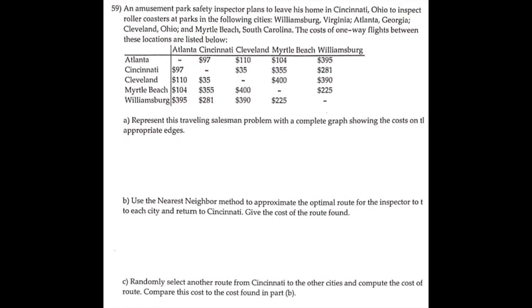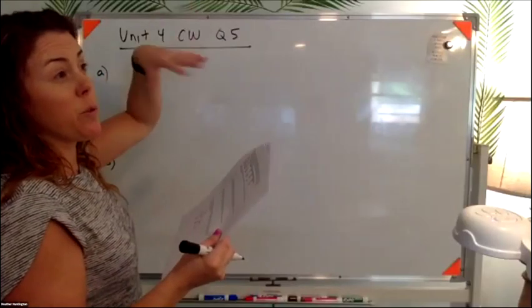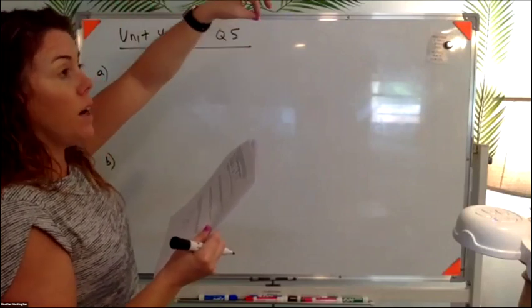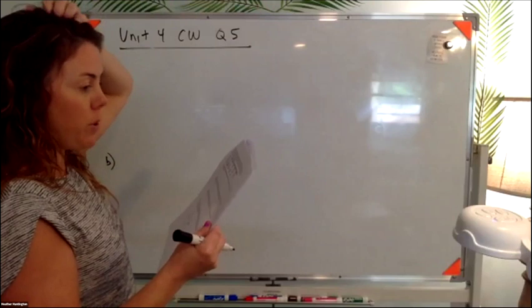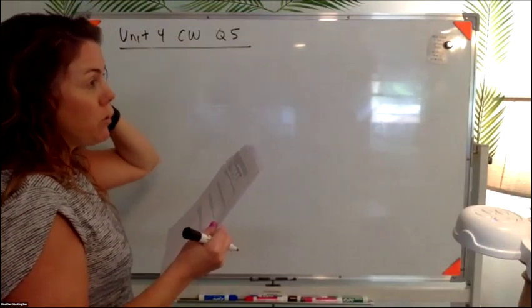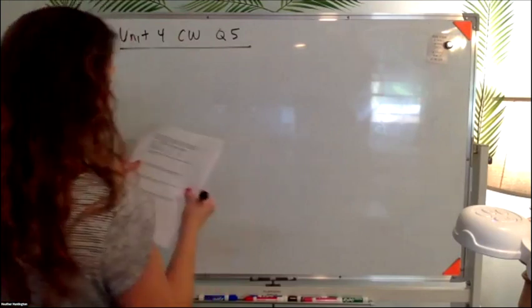It says an amusement park safety inspector plans to leave his home in Cincinnati, Ohio to inspect roller coasters at parks in the following cities. It actually could just be inspect roller coasters in the one park. It could be the Scream Machine, then the, I don't know. I haven't been to a park in a while. But it doesn't even have to be cities. It could be just roller coasters are the vertices.